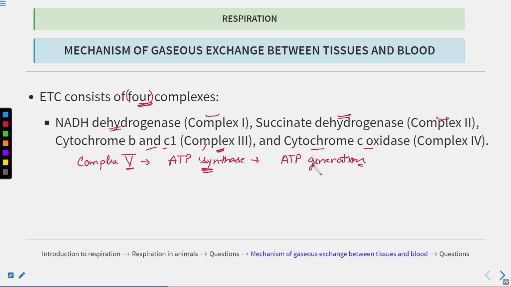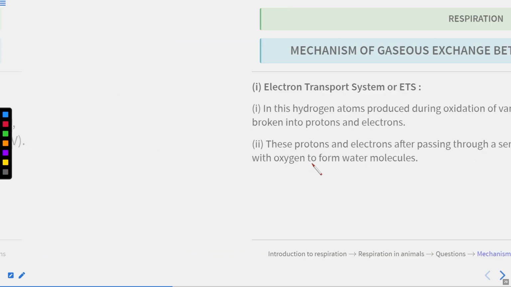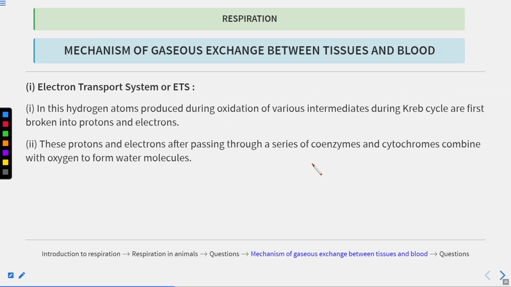That's a whole different mechanism. No need to go into detail for that. You just have to remember that complex 5, known as ATP synthase, is involved in ATP generation. Now what happens in the electron transport system?